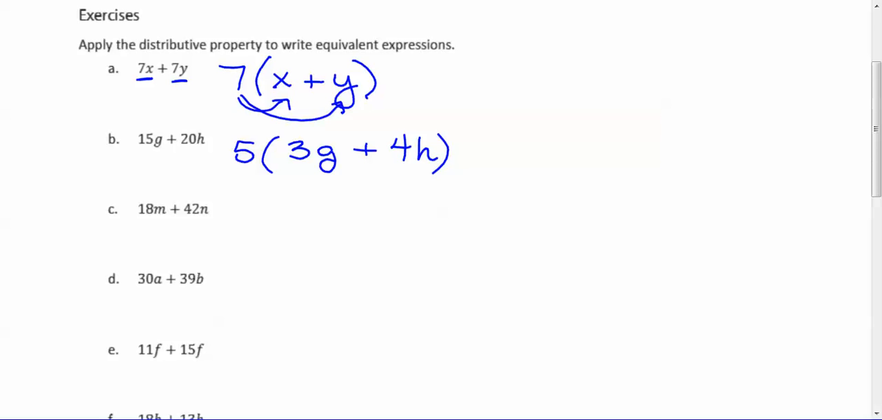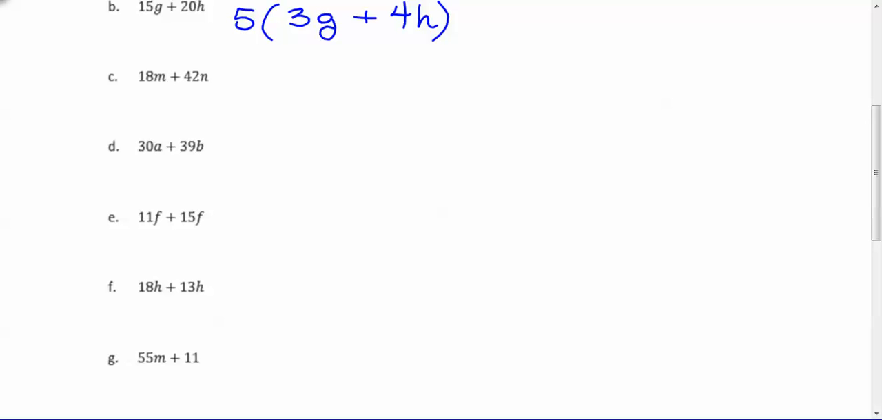Who here had 7 times the quantity x plus y for A? Who had 5 times the quantity 3g plus 4h for B? All right, nice job. Go ahead and move on to question C, which is a little more challenging as we get to bigger numbers, okay?